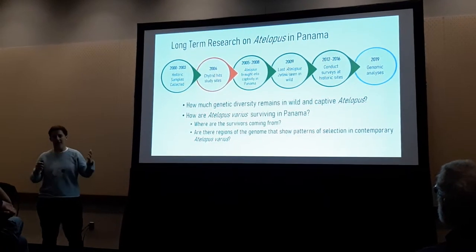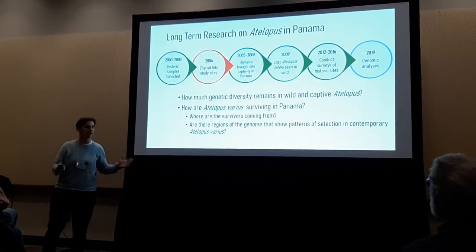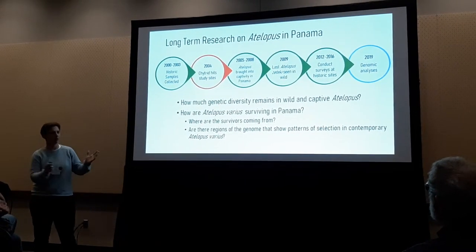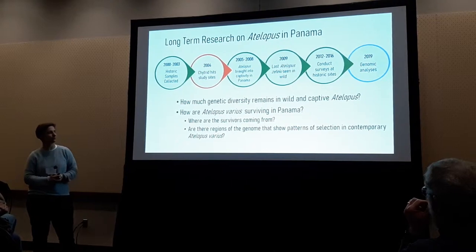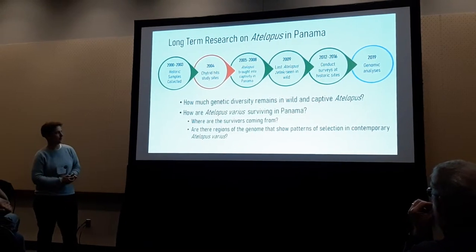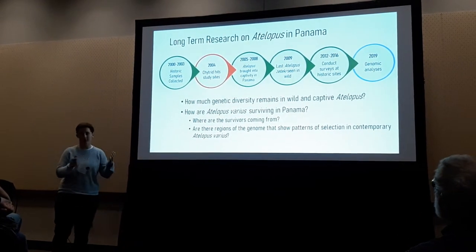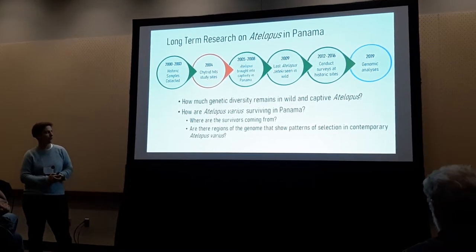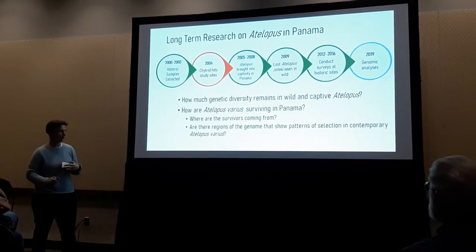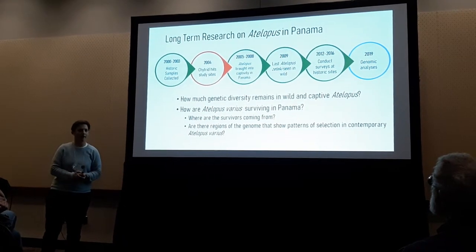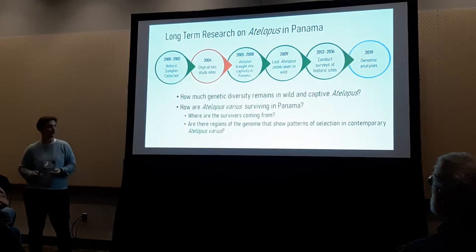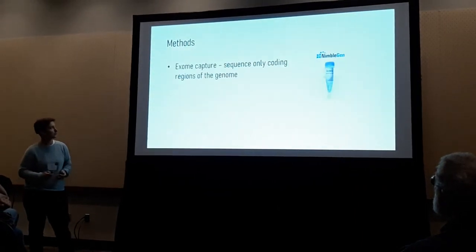So how can we leverage this amazing historic data set paired with these contemporary survivors after this really intense die-off event? How much genetic diversity is remaining? We're doing some basic population genetics on these individuals. How are these Atelopus surviving? Where are the survivors coming from? And are there any genes that might be highly associated with the contemporary populations? So here's what we did.